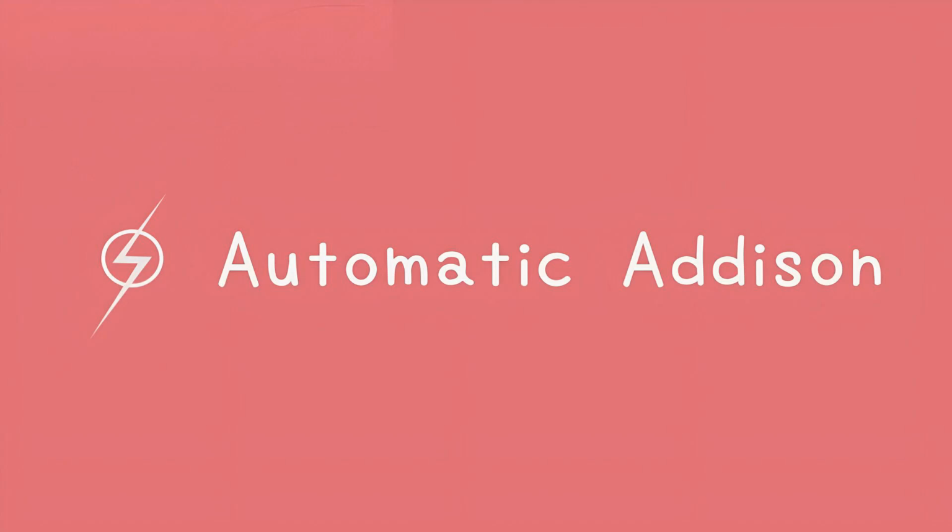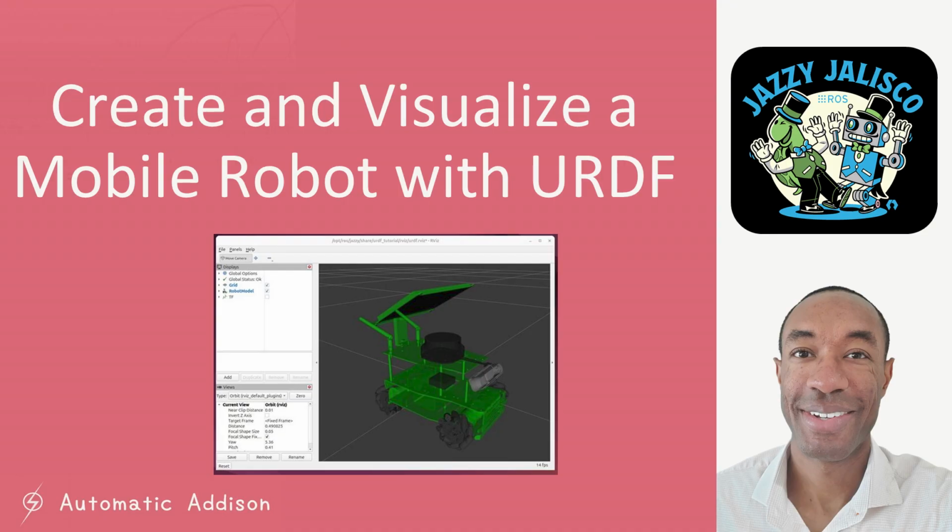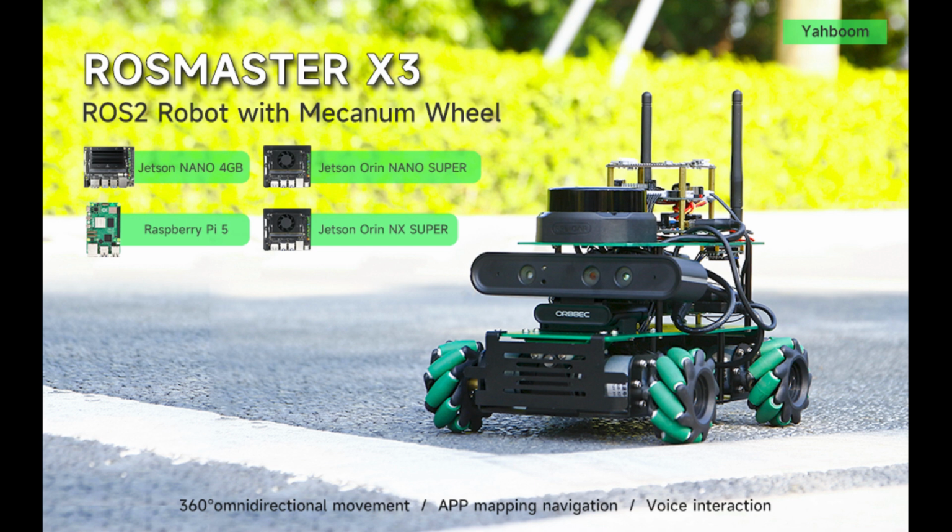Automatic Addison. In this tutorial, we will create a simulated mobile robot from scratch. Our robot model will be in the standard Unified Robot Description Format. By the end of this tutorial, you will be able to build the robot that you see in the center of your screen. The robot we will build in this tutorial will have mecanum wheels, also known as omnidirectional wheels.